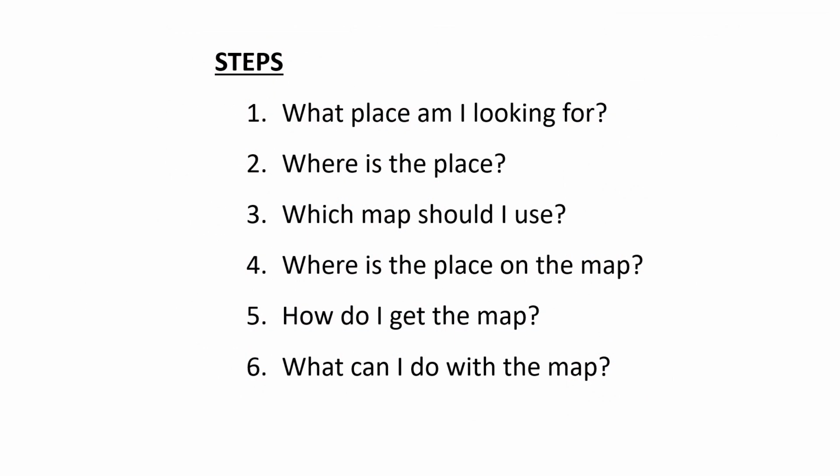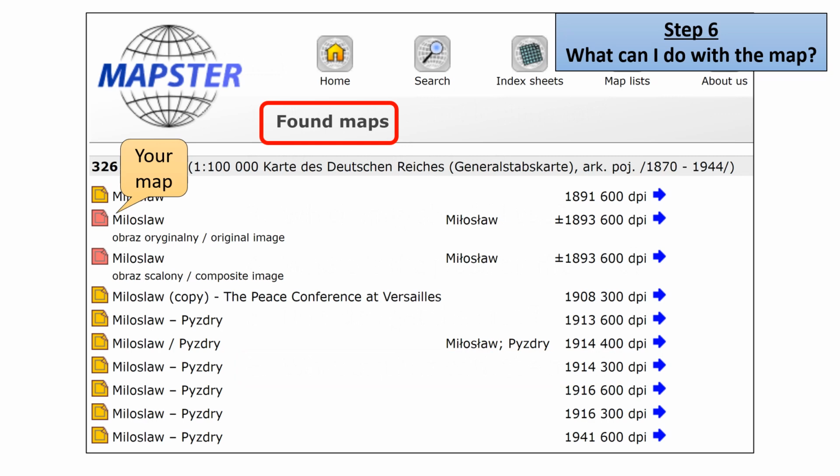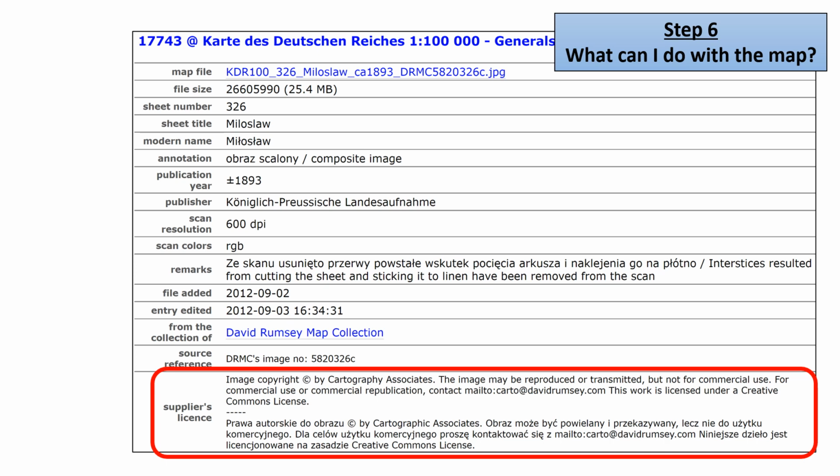Here's how you can find out what you can do with the map. Back on the Mapster Found Maps webpage, click on the arrow for your map to get more information about the map. For this map, the Map Information page gives you some good news about how you can use this map.